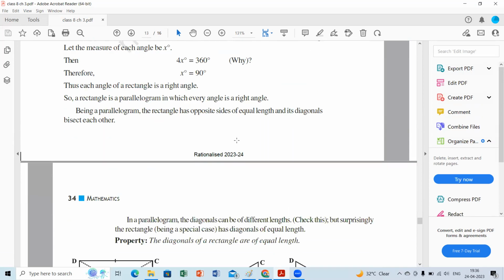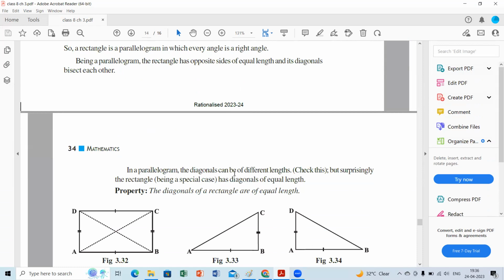What about the diagonals, children? Diagonals of a rectangle are equal in length. Only in which shapes are diagonals equal in length? Any one of you in the classroom? Rectangle and square. Very good. Is it possible in a rhombus, children? Ma'am, it is possible in all regular polygons. Is a rhombus a regular polygon? I'm asking about the rhombus. No, ma'am. Very good.